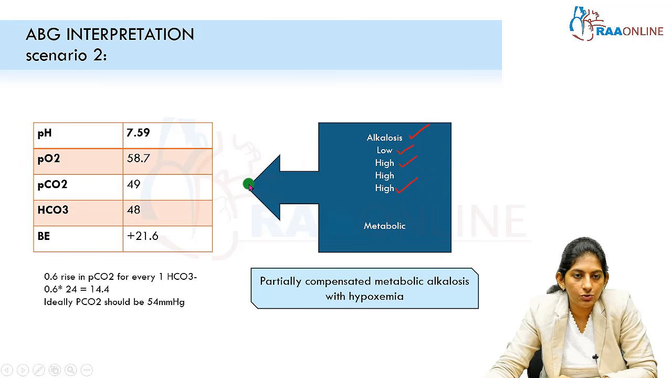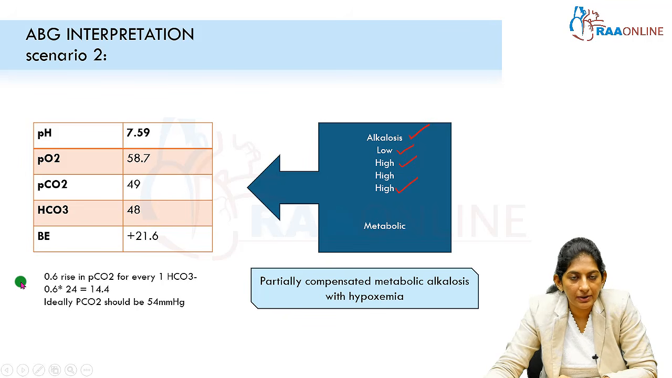Look at the PCO2. Could it be respiratory alkalosis? Not at all. PCO2 is high. So it is not respiratory alkalosis. Look at the bicarbonate. Bicarbonate is high. So it is a metabolic alkalosis. So you have a condition of metabolic alkalosis with, look at the base excess of 21.6. So now next come to the compensation.